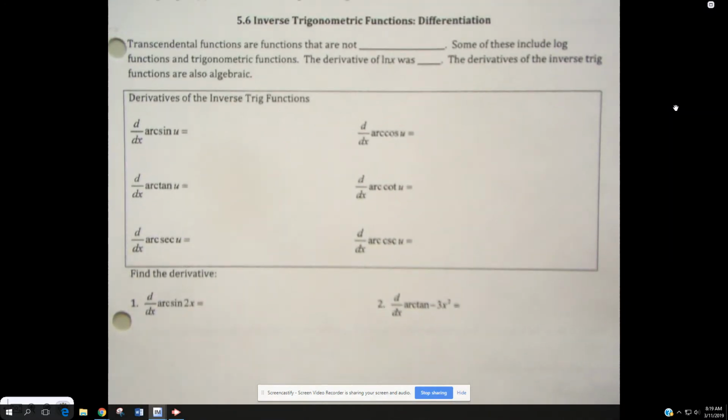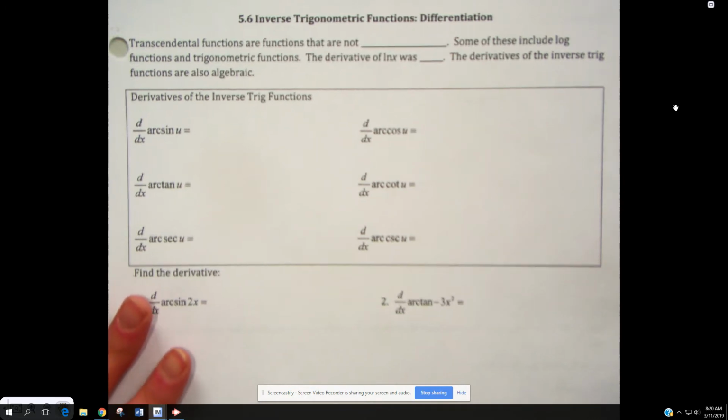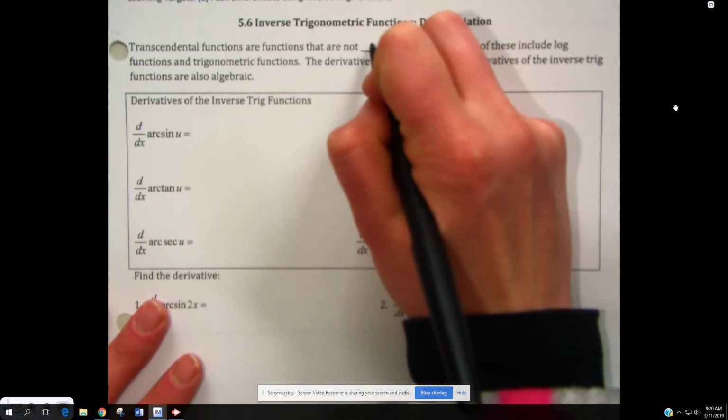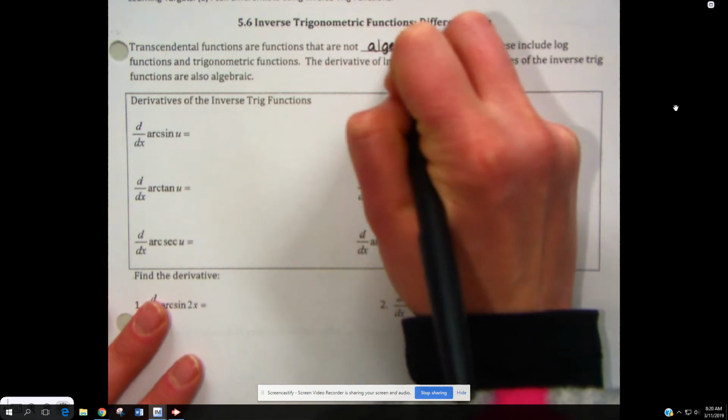All right, welcome to your notes for chapter 5.6, inverse trigonometric functions. In 5.6, we're going to cover inverse trigonometric functions for derivatives. They start in this section by reviewing overall why chapter 5 is separated out. Chapter 5 is actually titled something about transcendental functions, and transcendental functions are functions that are not considered algebraic.